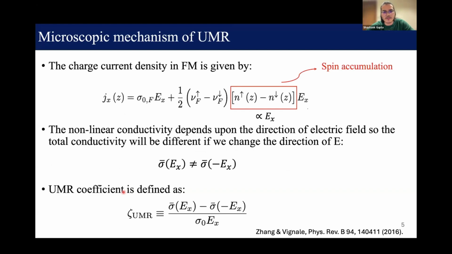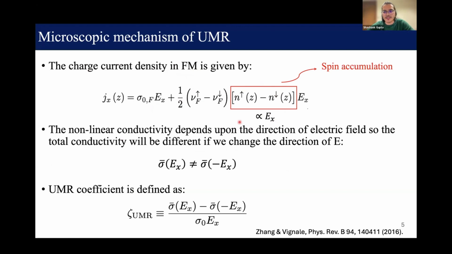So, let's look at the microscopic mechanism of UMR. In the bilayer system, the charge current density in the ferromagnet is given by this equation. The first part is the standard Ohm's law, the linear response. The second part is the non-linear response, because we have a spin accumulation term here, which is proportional to the electric field, so the whole term is proportional to Ex square.